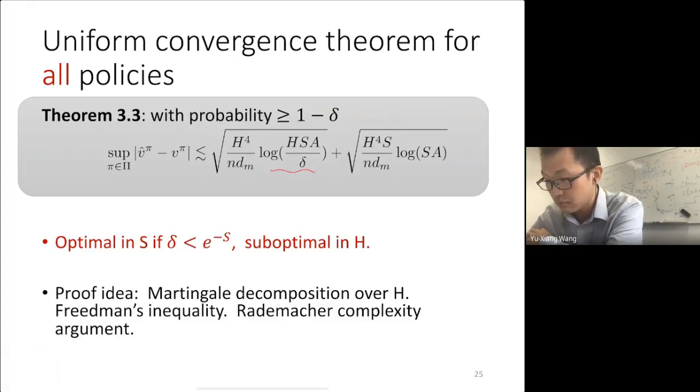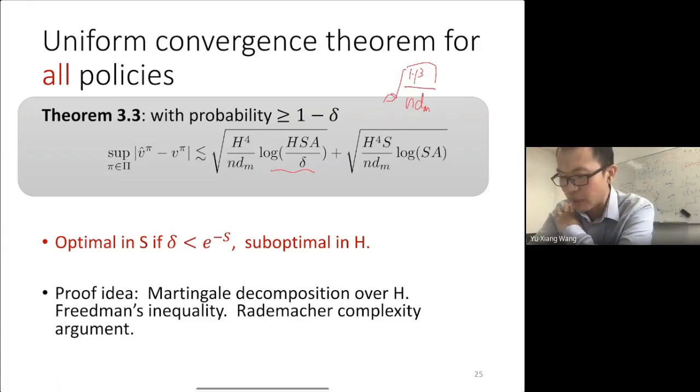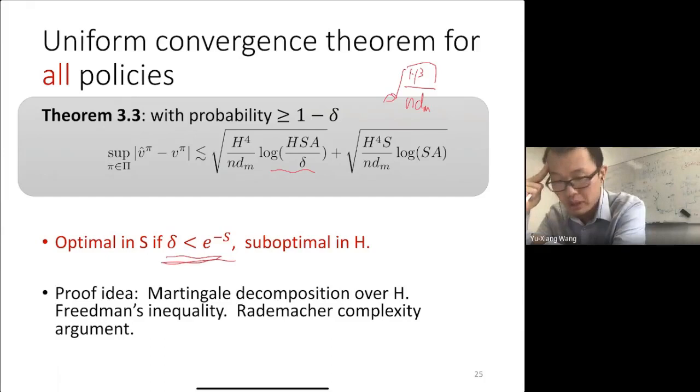Recall that the optimal bound that we expect is H cubed over n d_m. But if we set delta to be somewhat small, which is a reasonable assumption when you have a very small number of states, then you can get rid of the dependence on S over here, because you don't really have this 1 over delta in the log. But it's still suboptimal in H.